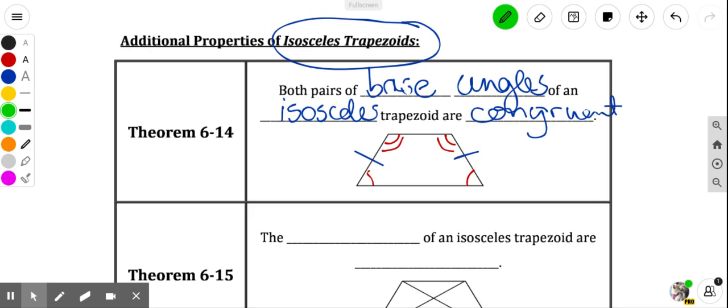I just want to mention again that the consecutive angles will always be supplementary as well. I said that in the first part of the video. So remember, that means they add to 180.